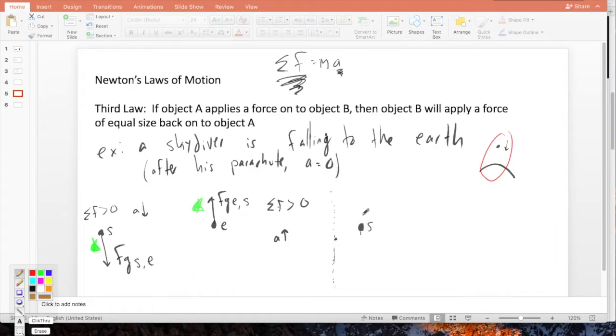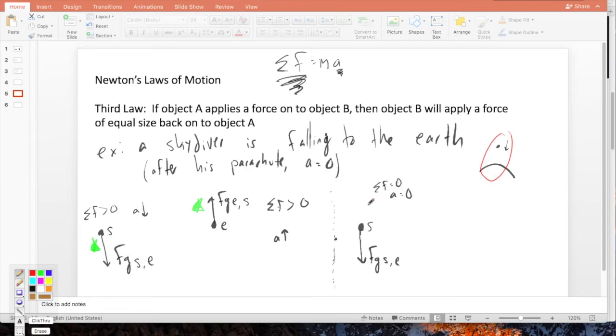Let's do after he deploys his parachute. We know that the acceleration is 0 now. So we know that the net force is 0. Does that mean there are no forces acting on him? Does that mean that the gravitational force that was acting on him somehow disappeared? No, he's still near the surface of the Earth. He's still experiencing that exact same gravitational force. This has not changed at all. The gravitational force felt by the skydiver, dealt by the Earth, is the exact same as it was.